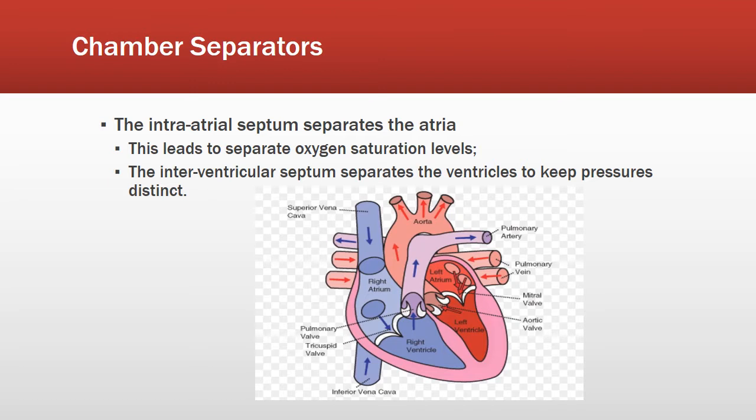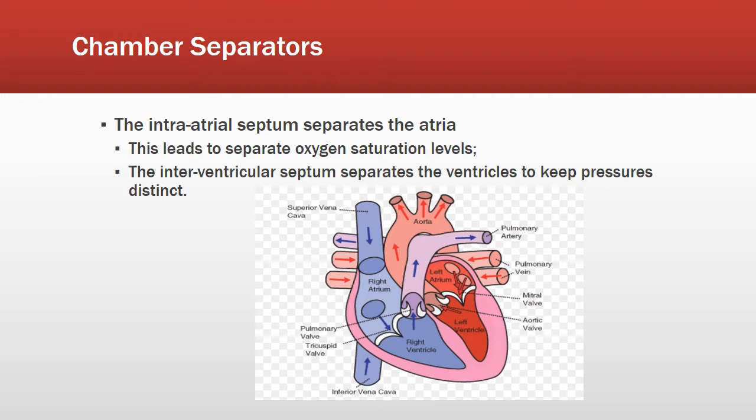The chamber separators are also known as the intra-atrial septum, separating the atria, which leads to the separate oxygen saturation levels. The intraventricular septum separates the ventricles to keep the pressures distinct. These septums are comprised of connective tissue, and you can see in the diagram below how the septums do separate the left and right ventricle and the left and right atrium.